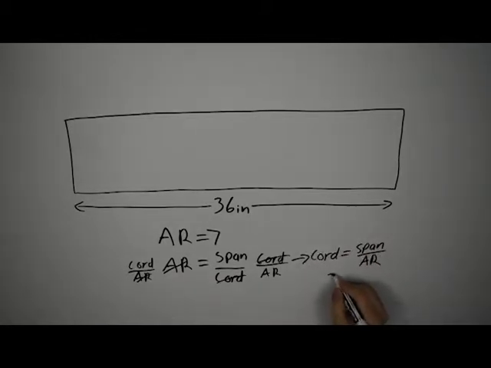So we divide our span of 36 inches by our aspect ratio of 7, and we get that our chord is 5.125 inches. We round it up because this way now we have a nice even 5 1/8 inches, because I don't know about your ruler, but mine only measures in eighths and sixteenths, not tenths.